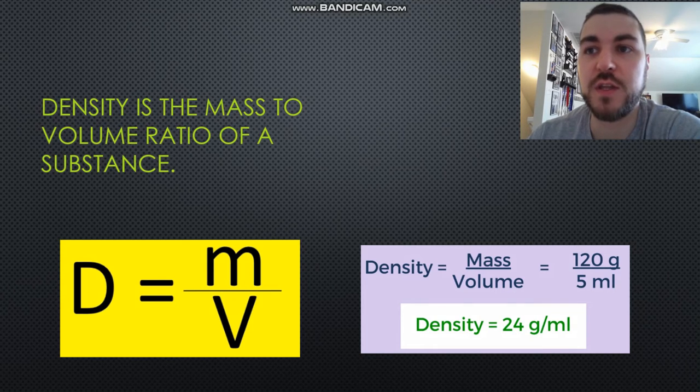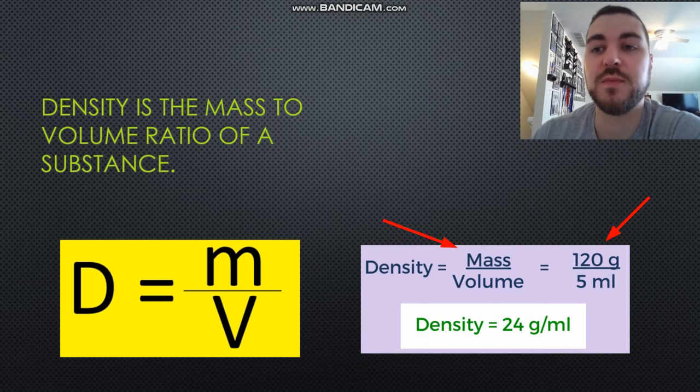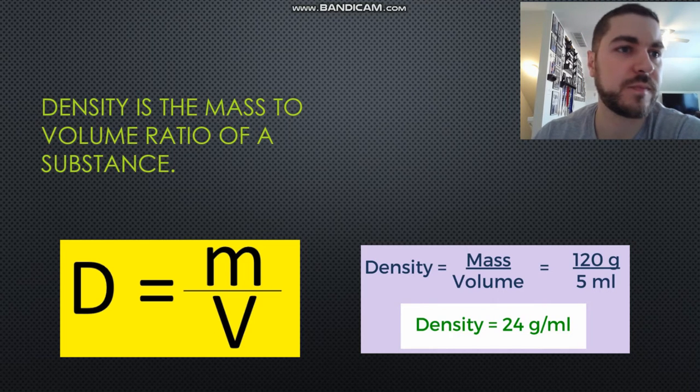And here on the screen you can see that I have a little example problem that shows if you were in a situation where the mass of the substance was 120 grams and it took up 5 milliliters of space, then the density that would go along with that would be 24 grams per milliliter. The unit for density will always be a mass unit per a volume unit. The units are not extremely important, they will vary, but just make sure you take the mass unit that's given divided by the volume unit that's given.